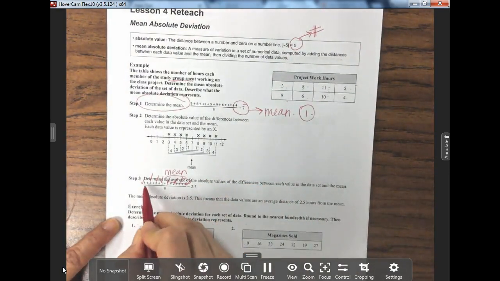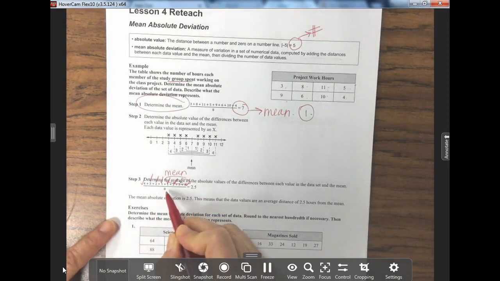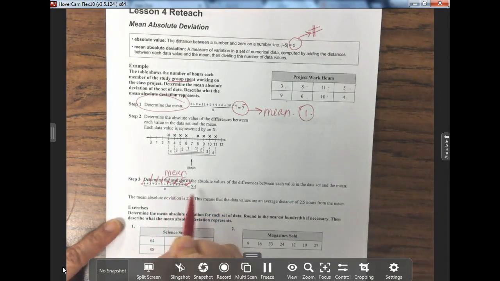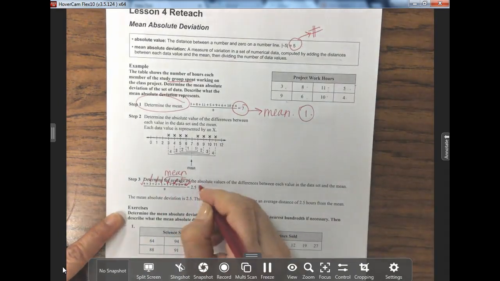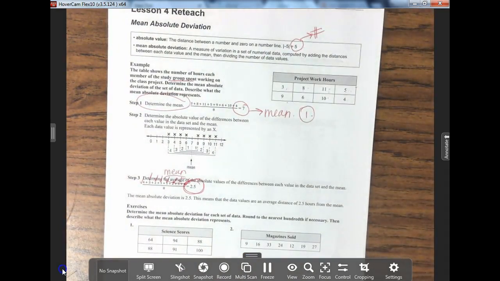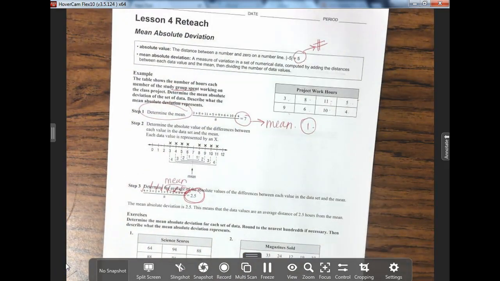All right, so then we add up all those numbers we just got from taking our mean and subtracting it from our projected work hours, and we divide by the total just like we did above. There's 8 total numbers and we get 2.5. So now we're going to talk about what that number means and kind of slow it down a little bit. So grab your glue stick.